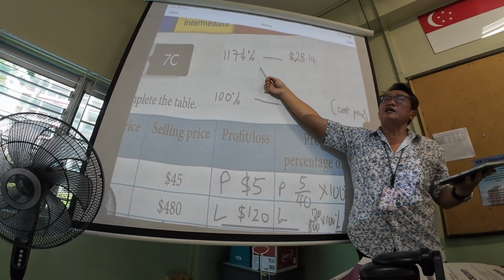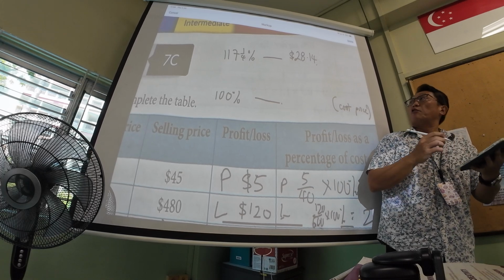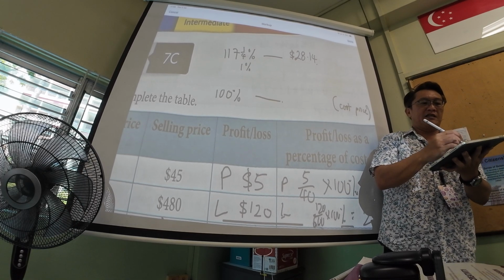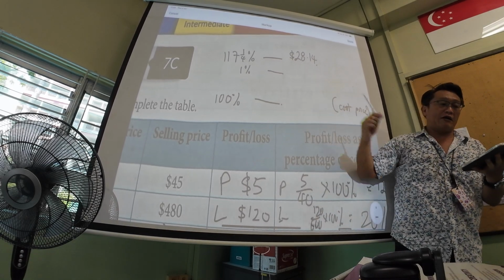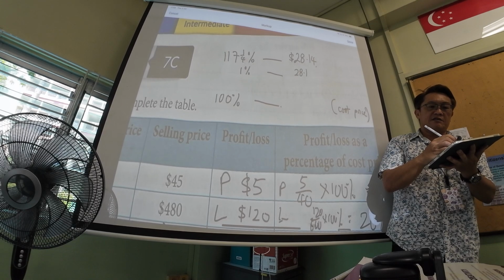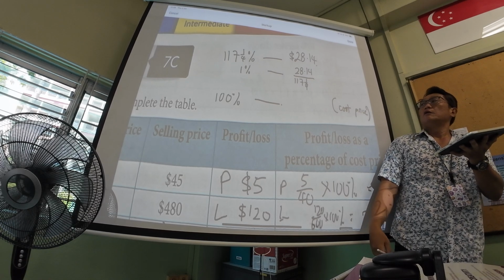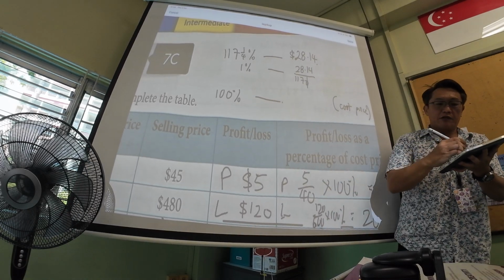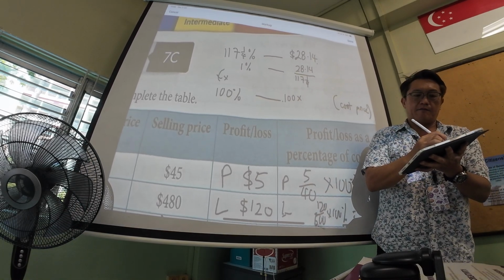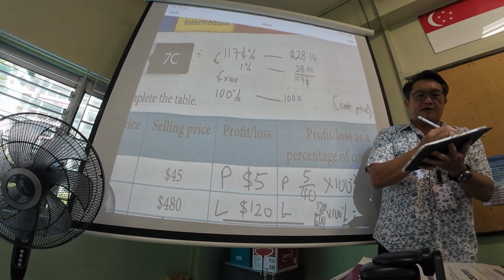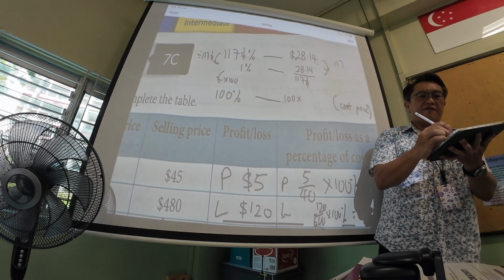Okay? So this one again is back to your work that we do before in 7.1. I can first find 1%. If I want to find 1%, here I divide by 117.25. So here I also divide by 117.25. Then after that I want 100%. So I will take 100 multiply. From here to here I multiply 100. From here to here I divide by 117.25. So I'm doing the same thing on the left and the right.